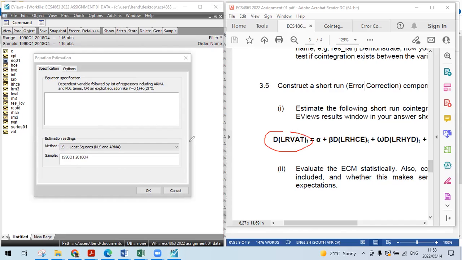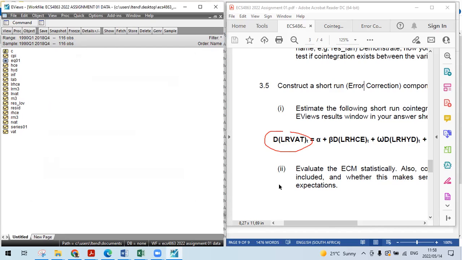What is it? It's D, you open bracket, LRVAT, right? It's in this period. So we just close. You space, you move on to the next like that, but it will take time. We don't want this. Let's not use this method. We should just be clever here and be quick.